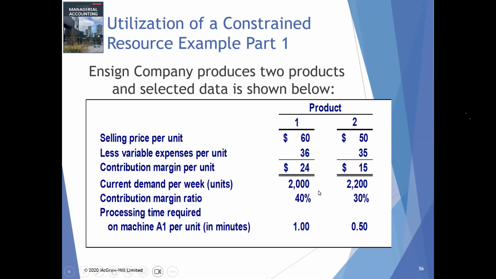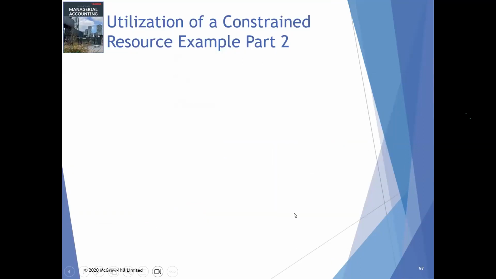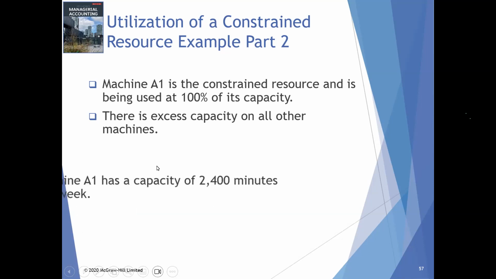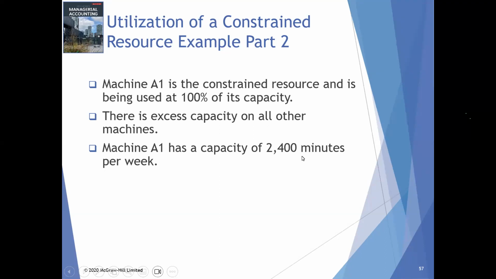So that is the current demand available. Now look at this. We can see that machine A1 is the constrained resource and is being used at 100% of its capacity, and there is excess capacity on all other machines. Machine A1 has a capacity of 2400 minutes per week. In 1 week, the total capacity being used is 2400 minutes. This is the maximum limit for this machine.